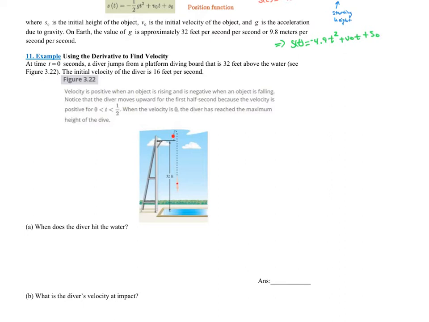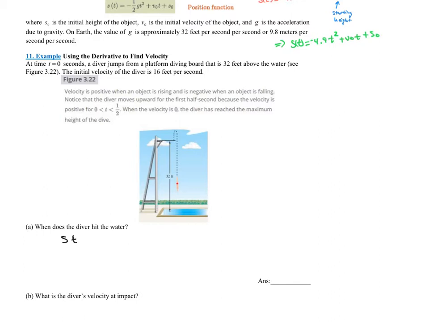Notice this diver jumped upwards, so my initial velocity is going to be positive. And if you notice, that's what they say, 16 feet per second because it jumped up. If that diver jumped straight down, that would be a negative 16 feet per second. But it's positive because the diver jumped up. Okay? All right, so let's look at this. When does the diver hit the water? Well, the first thing we need to know is the position function. So what is that position function going to be?